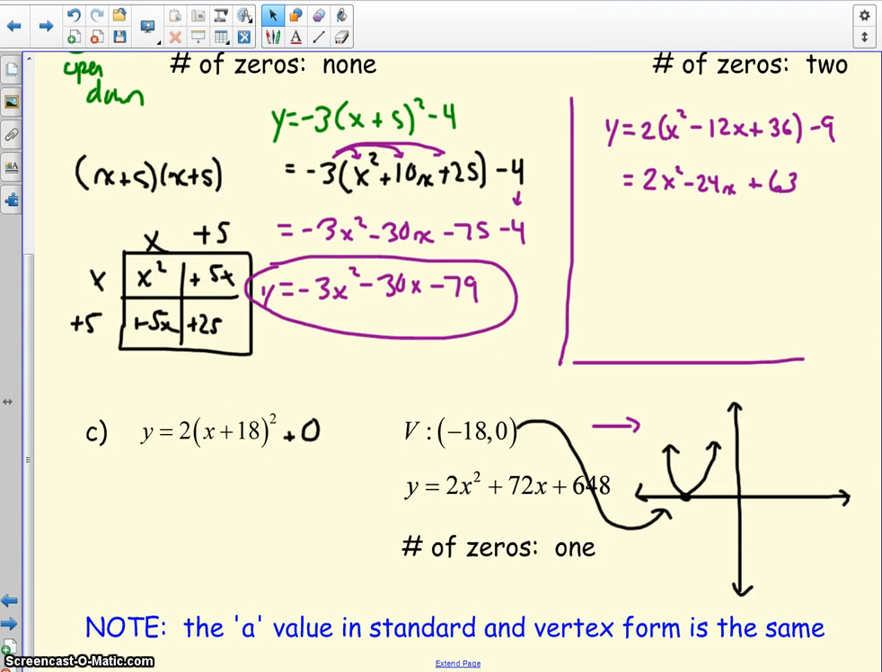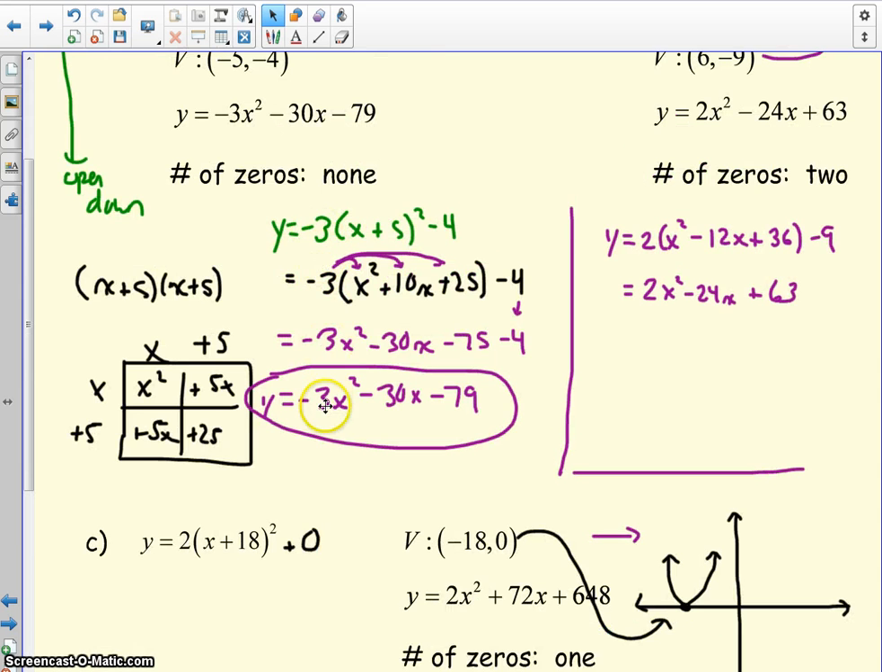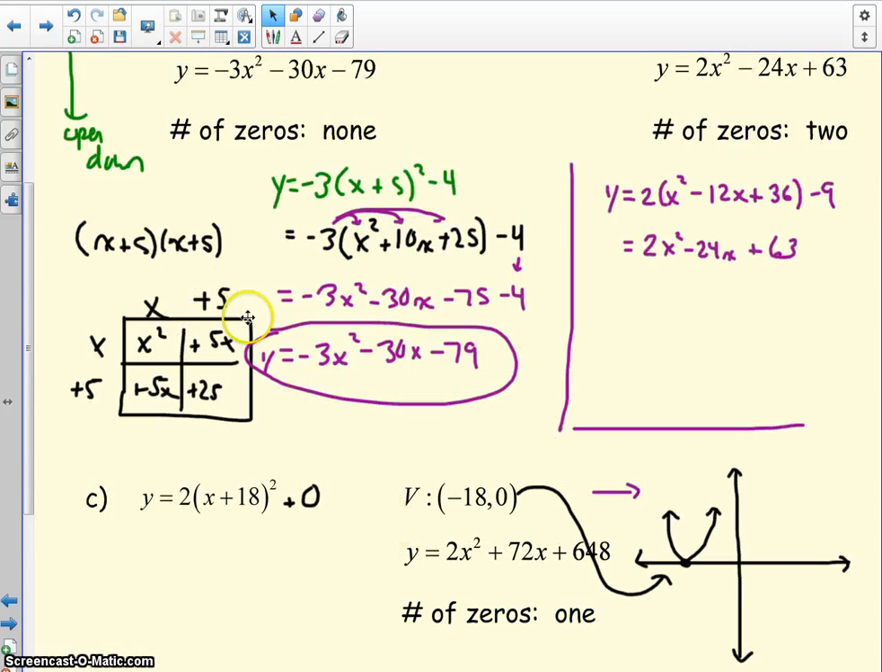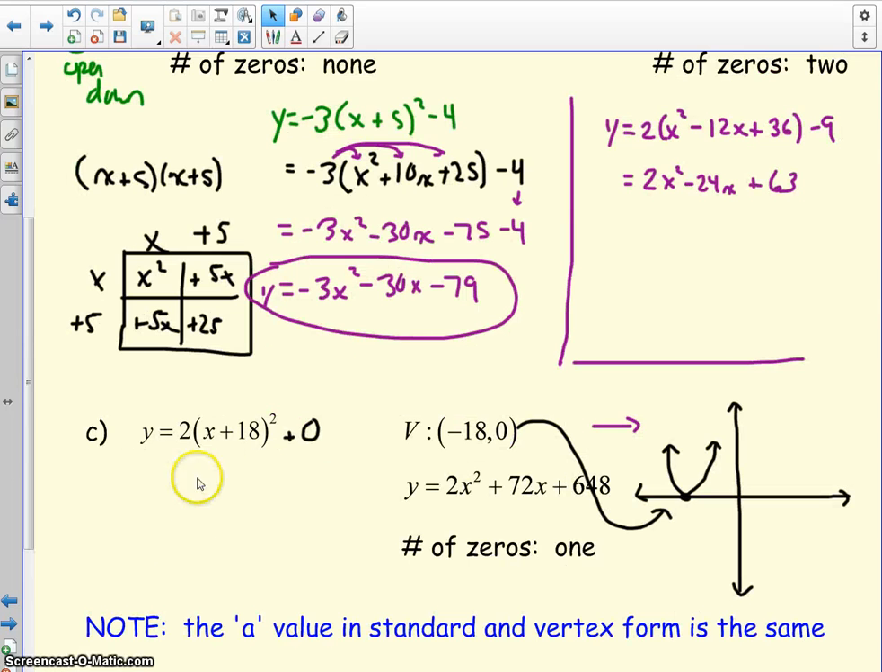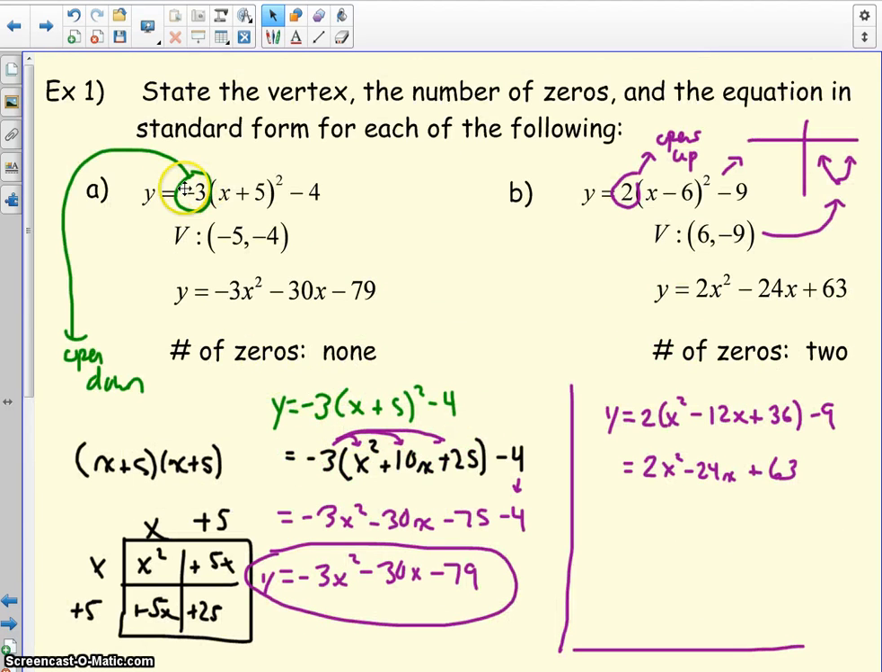One thing I want you to notice looking at all your answers for this one is if you look at the a value from standard to vertex form, it's always the same. So if you see here, for C, a value 2, a value 2. For a value of negative 3 in both standard and vertex form, and again in B, a value of 2 in both standard and vertex form.